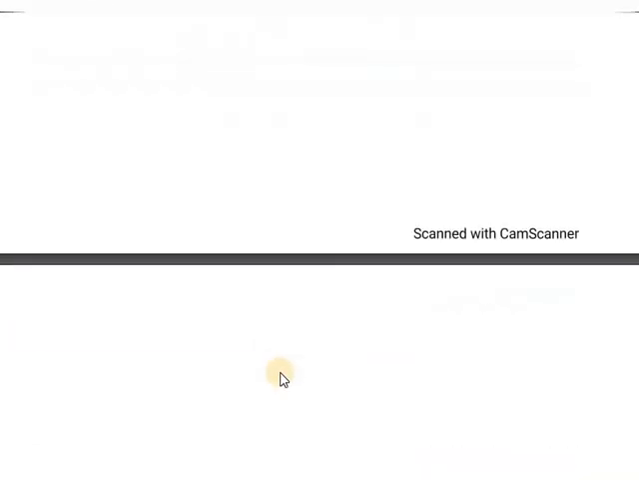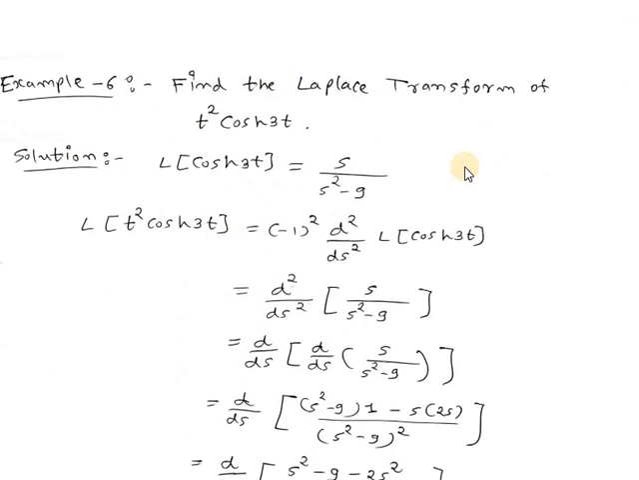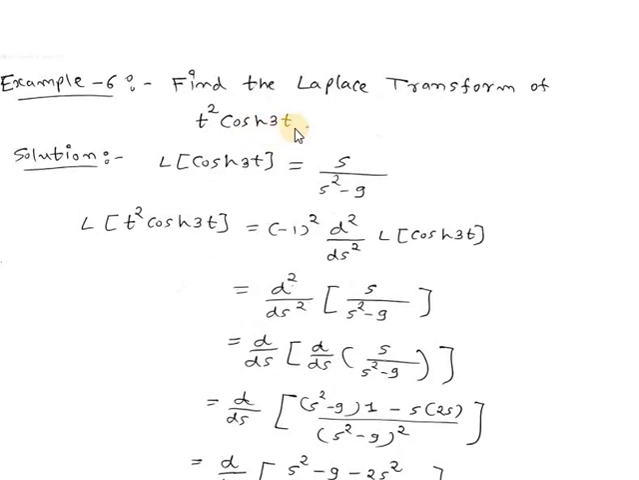Now let us discuss example number 6. Find the Laplace transform of t square cos hyperbolic 3t. So first of all we will find out the Laplace transform of cos hyperbolic 3t. So this will be s divided by s square minus 9, because the Laplace transform of cos hyperbolic at is s divided by s square minus a square.